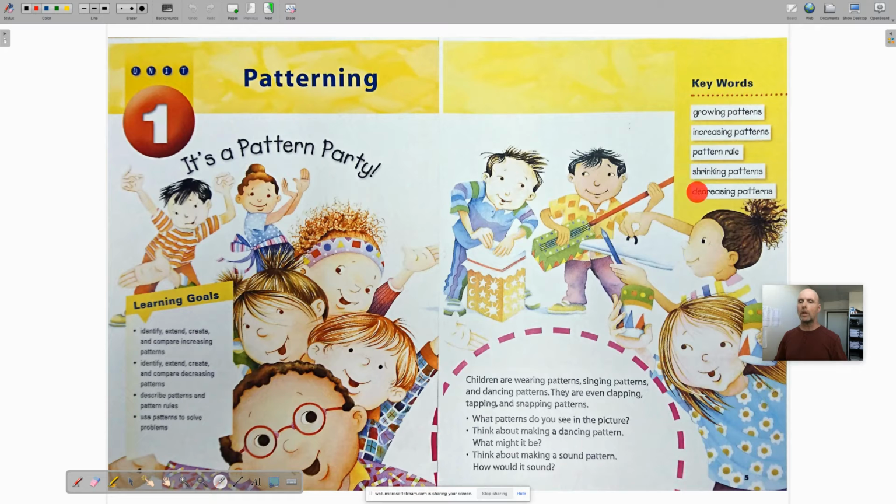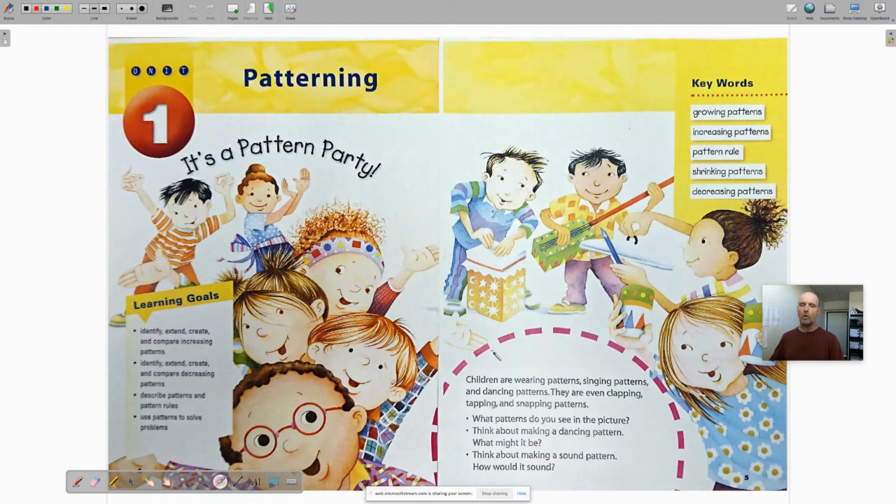Shrinking patterns and decreasing patterns, shrinking and decreasing means getting smaller. So those probably have to do with a pattern that's getting smaller as it goes along. So even though we just started thinking about patterning, you already know a whole lot about it. Let's go down to the bottom here.